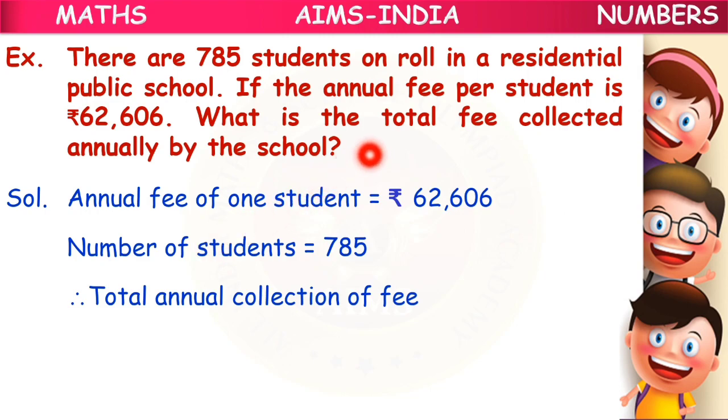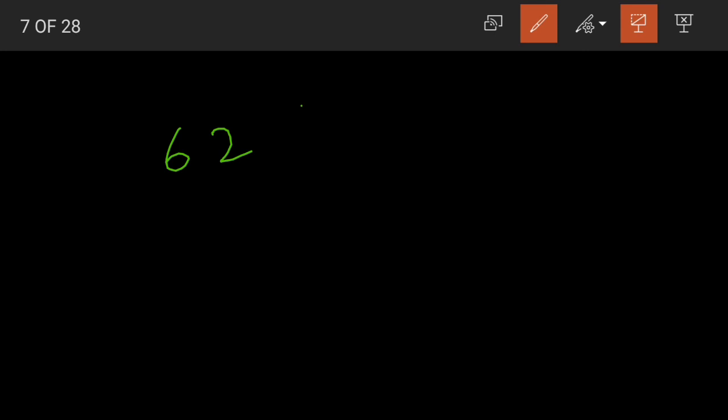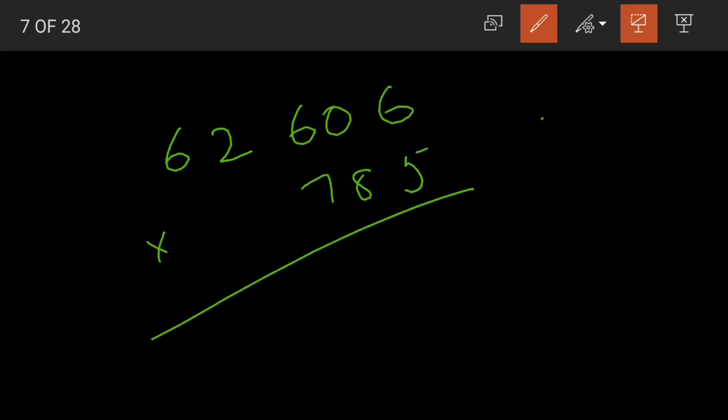Now what should we find out? The total fee collected. So the total annual collection of fee will be equal to what, students? Yes, these 62,606 multiplied by 785, and the answer will be 4 crores 91 lakhs 45,710. You know how to do the multiplication, right, students? Okay.